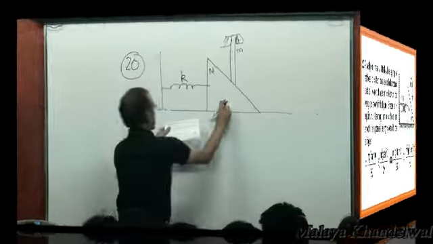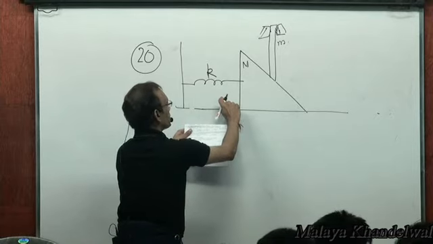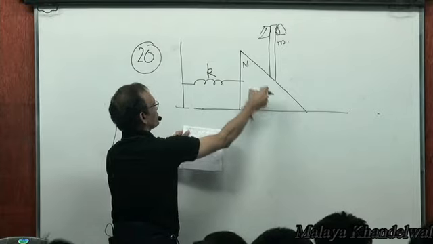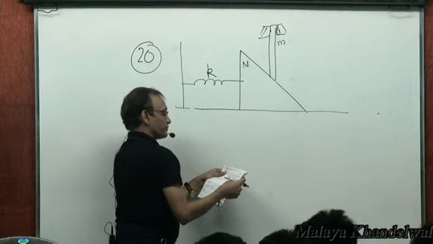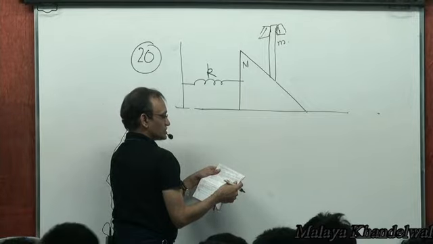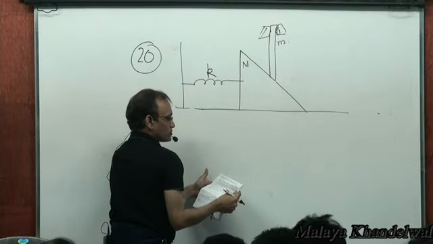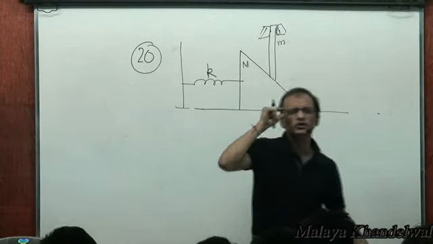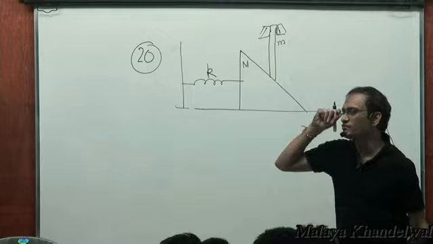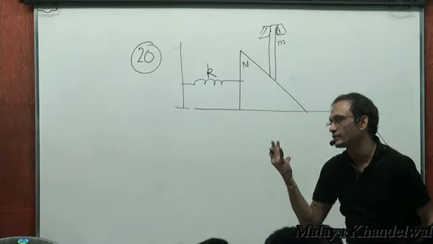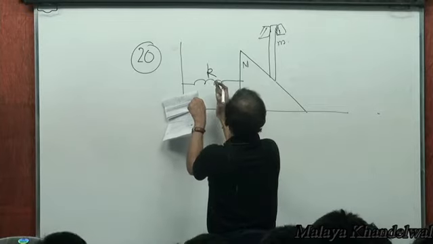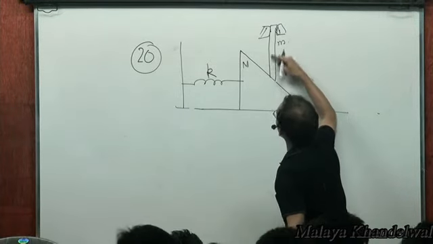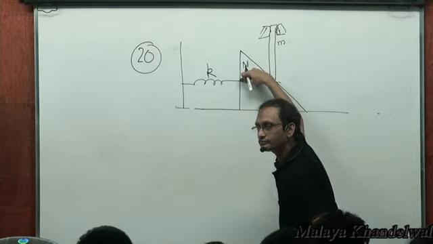A wedge of mass capital M fitted with a spring of force constant stiffness K kept on a smooth horizontal surface, a rod of mass M kept on the wedge as shown, system in equilibrium. Assume that all surfaces are smooth. Find the potential energy stored in the spring. That means all that you need to find out is the compression in the spring, because if the spring gets compressed, then it will take care of the component of the normal reaction from this in the horizontal direction, right?